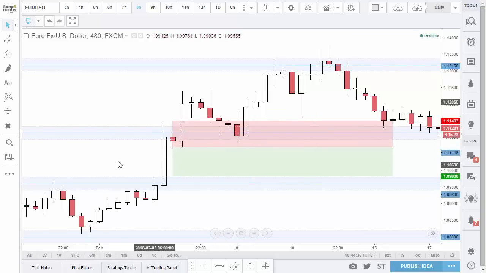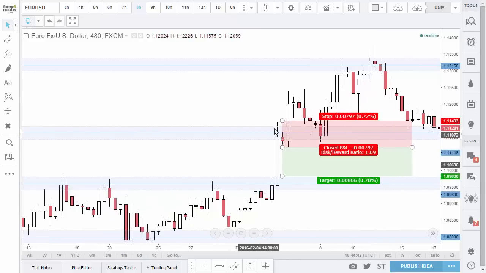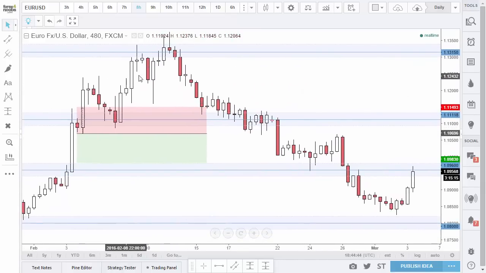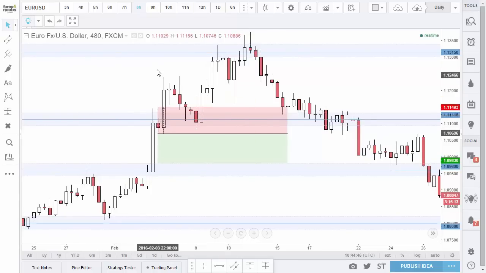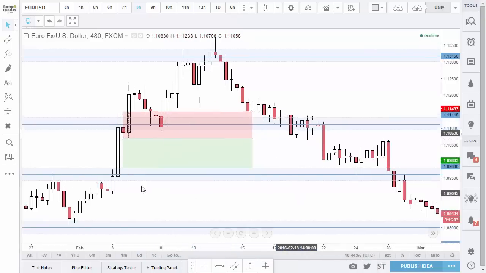Okay, so this would not have been a trade because it doesn't meet the requirements of a 1 to 2 risk reward ratio. This would have been a trade that looks okay, but by the time price reaches this support area, it's only got about 1.09, 1.12, so it's not worth it.